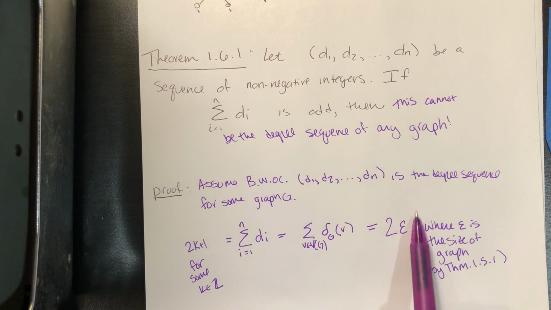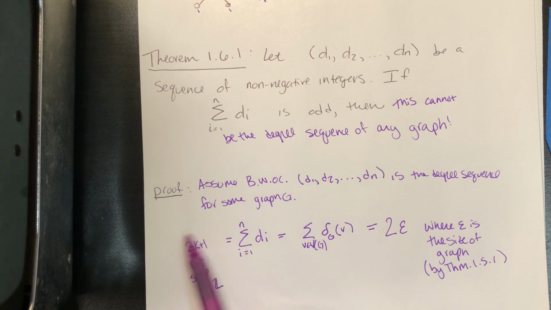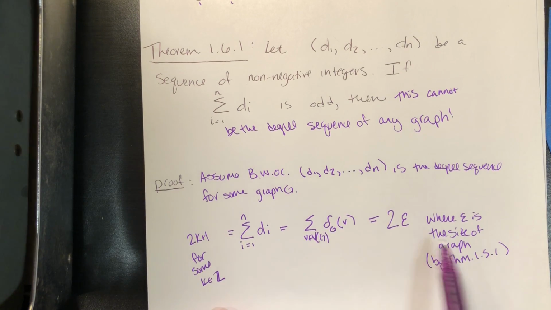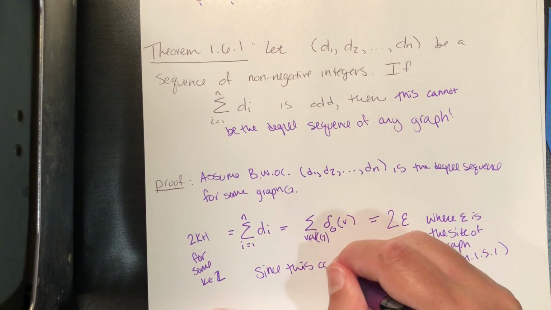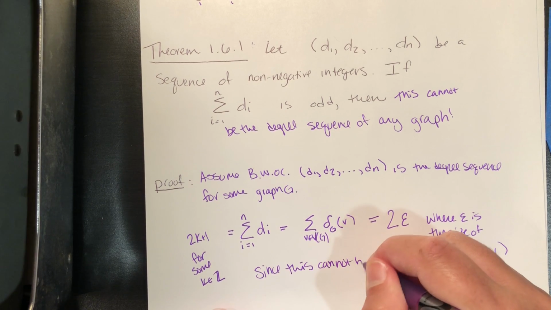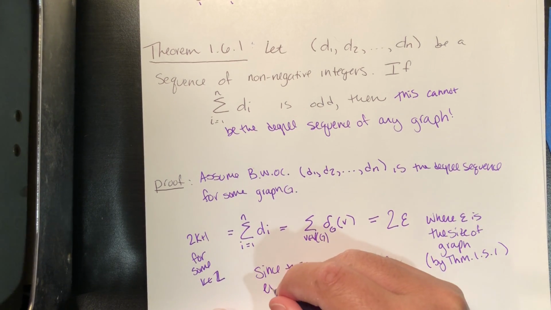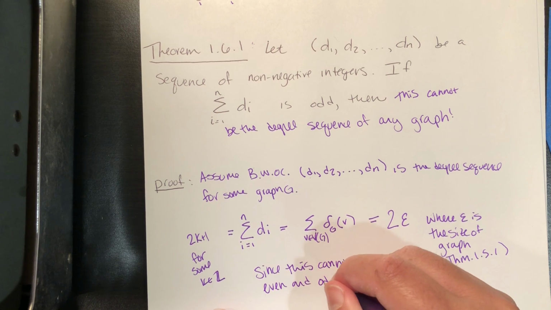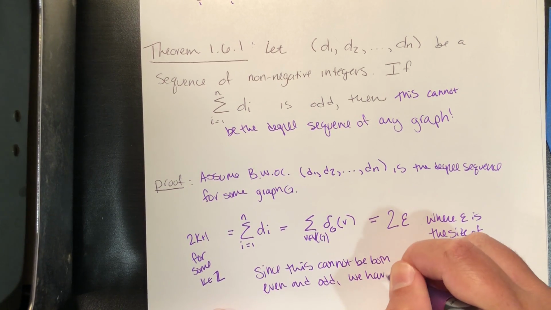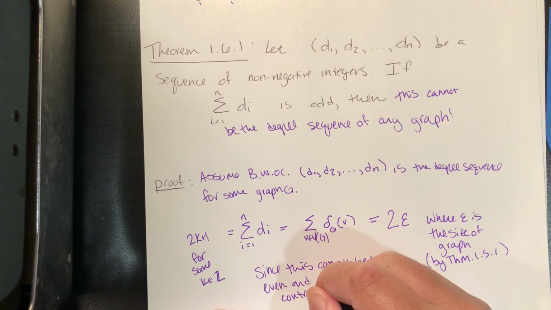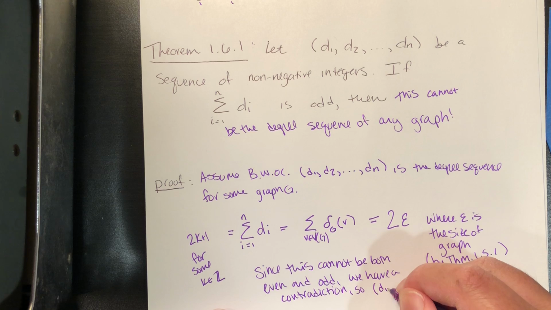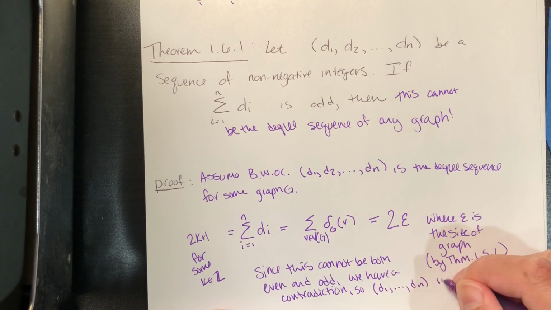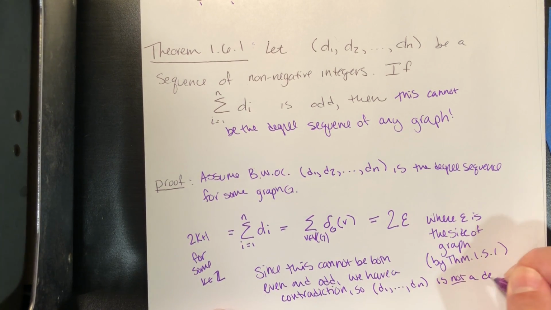Okay? Well, 2 times epsilon is 2 times an integer, which means this sum is even, but it's equal to 2k plus 1, which is odd. An even cannot be equal to an odd. So since this sum cannot be both even and odd, we've reached a contradiction. And so this can't actually be the degree sequence of any graph. So D1 through Dn is not a degree sequence for any graph.